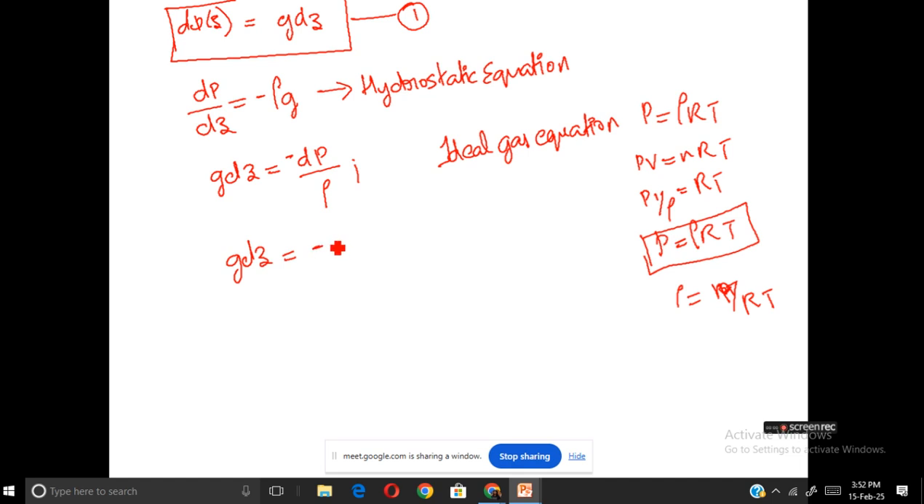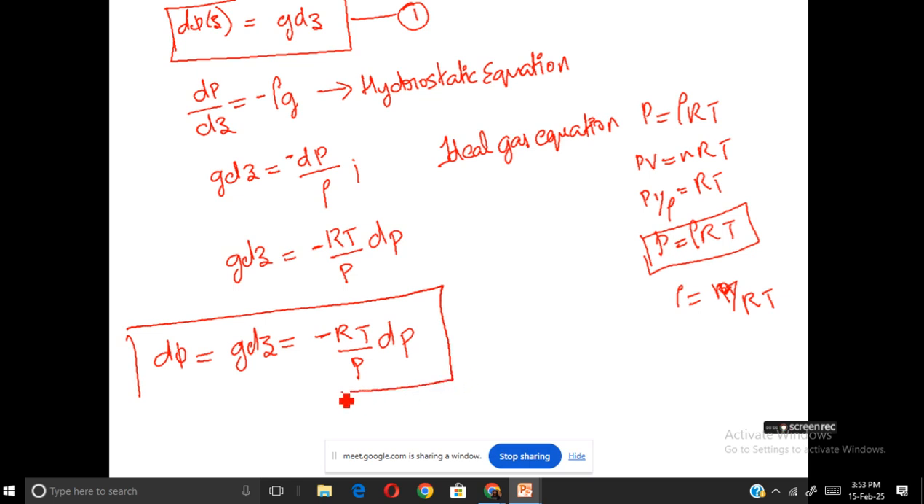So g dz can be written as minus RT by P into dp. g dz is equal to minus RT by P into dp. But g dz is basically d phi. So d phi can be written as g dz is equal to minus RT by P dp. This is yet another form of the geopotential: d phi is equal to minus RT by P into dp.